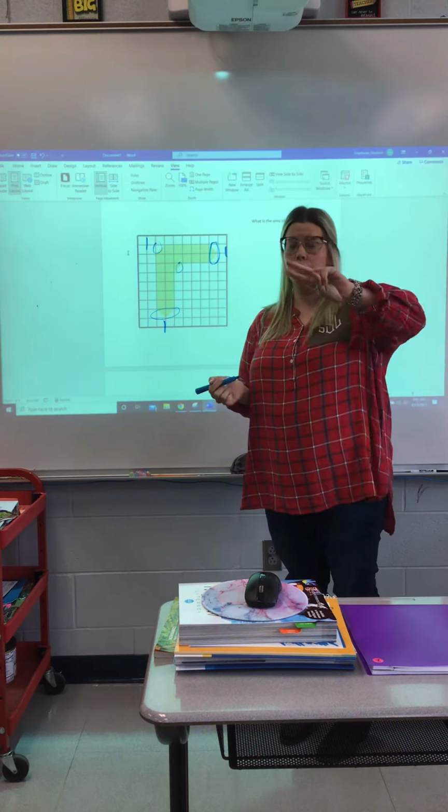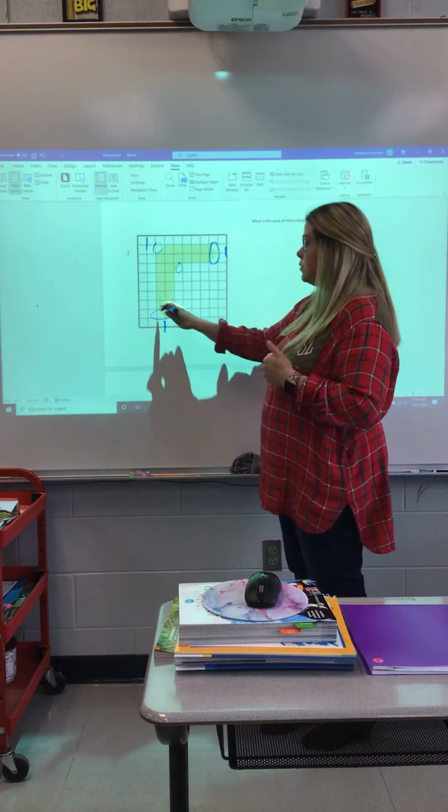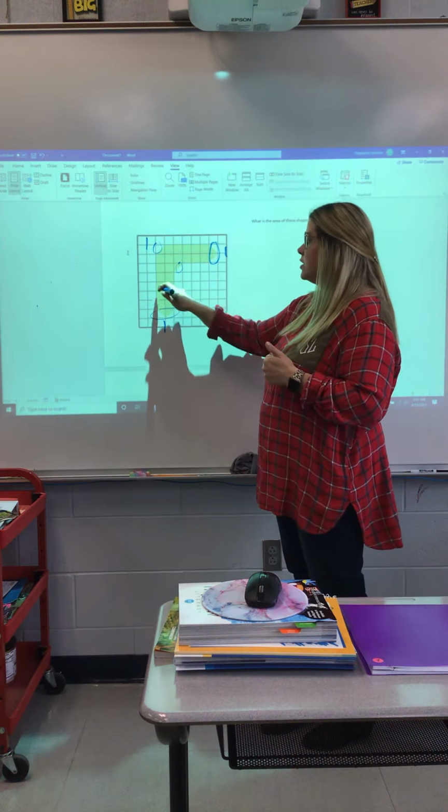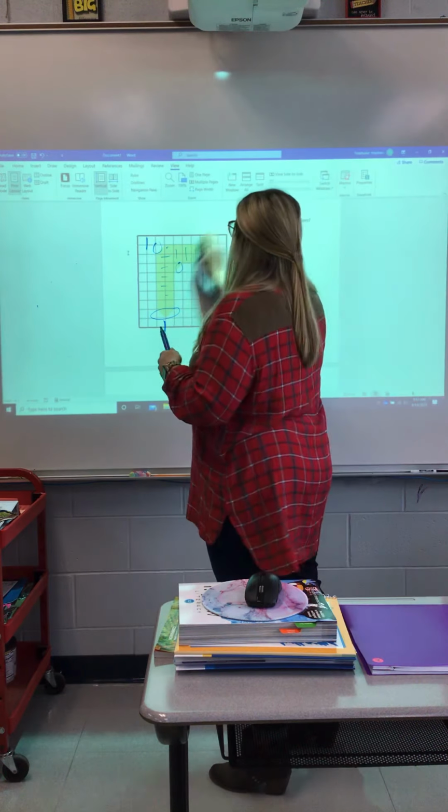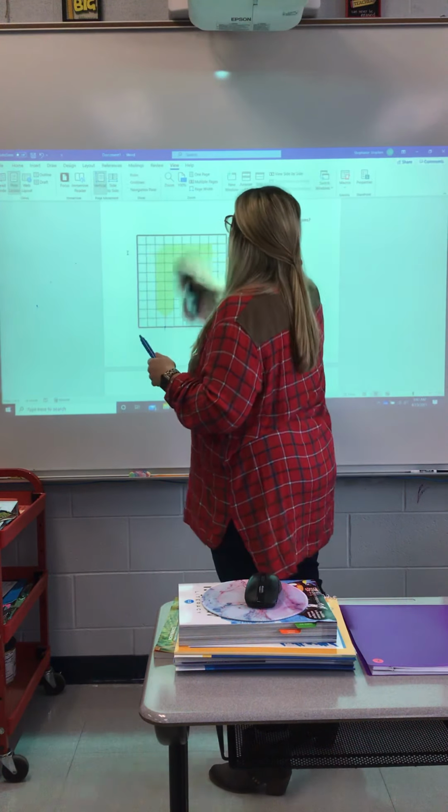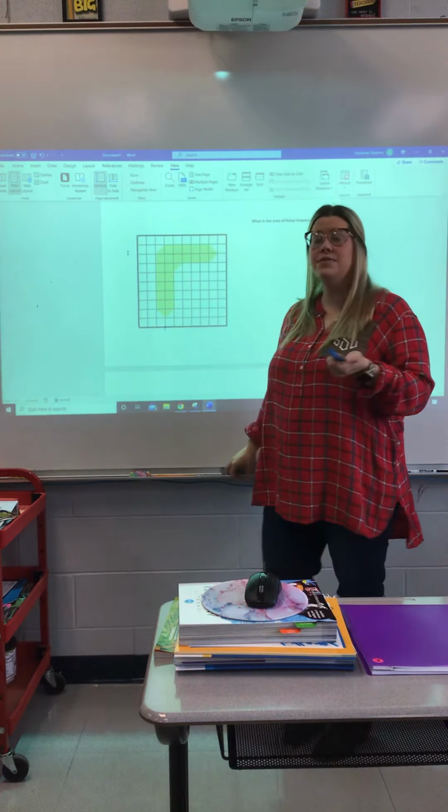Okay, so each 2 halves will equal 1 whole. So 2, 4, 6, 8, 10, 12, 14, 16, 18, 20, 21, 22, 23, 24. So the area of that shape is 24 square units. Okay, so remember when you're looking at halves, you need to match up sets of 2 to add 1. And if you have an odd half left over, then you would write it as like 23 and a half. Okay? Good. So now let's look at some perimeter.